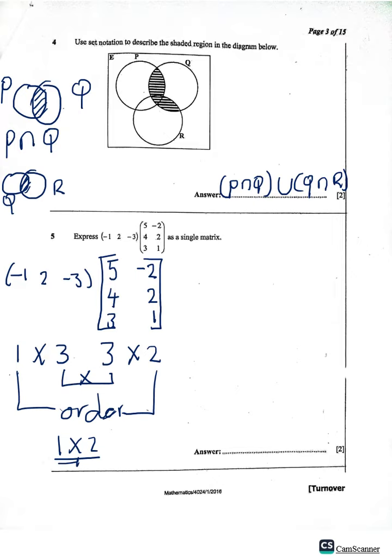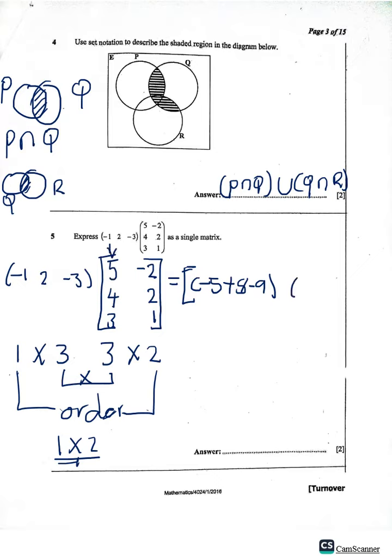So it's very important you identify these. So now let's begin. We are going to use the principle of row by column. So -1 will multiply with 5, giving us -5. Then 2 times 4 is 8. -3 times +3 is -9. We are done with this first column.